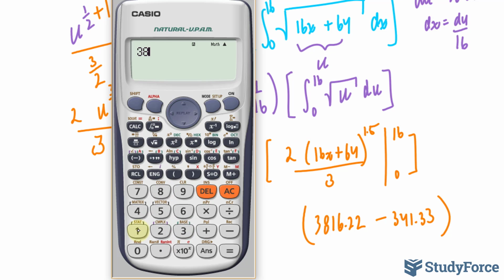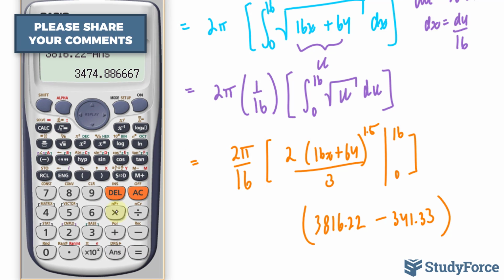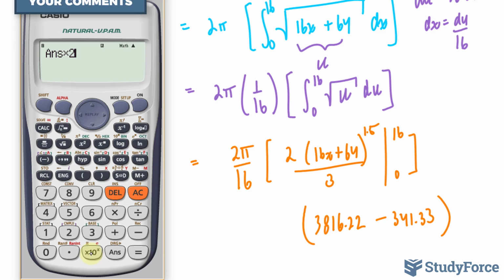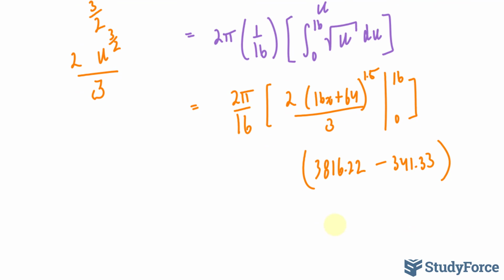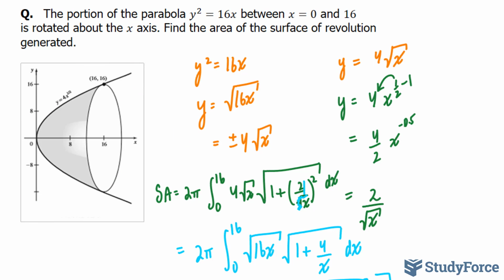So 3816.22 minus the answer we just got times 2 pi divided by 16 gives us 1,364 units squared. 1,364 units squared, and that is the surface area of this structure.